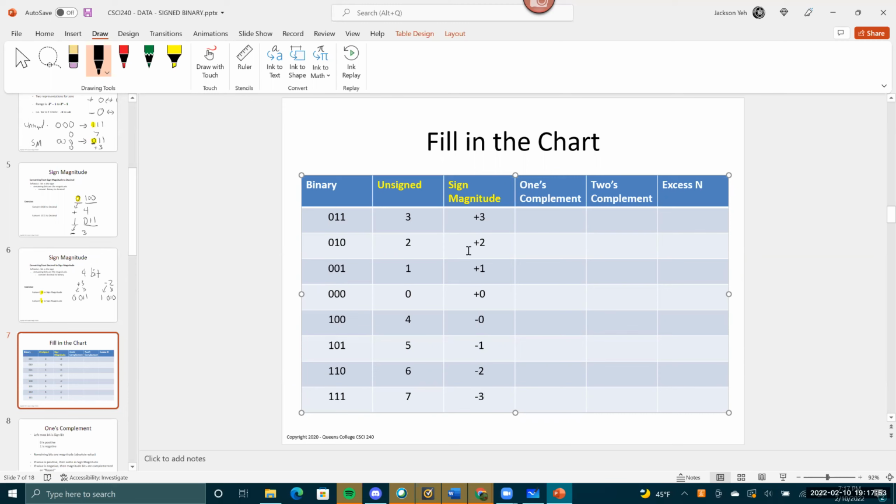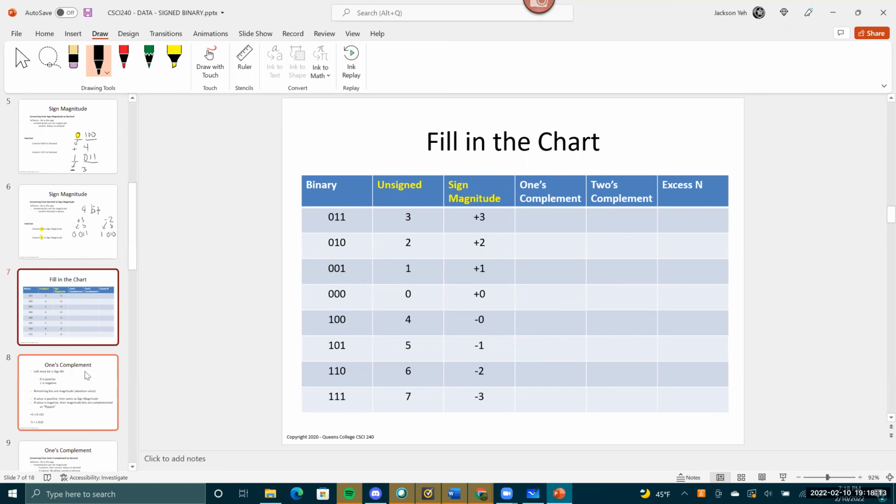Okay, so notice when it's positive, essentially it's the same value. You have a sign bit in front, but essentially it's the same value. But when it's negative, obviously unsigned has no negative. So that's why you have 4, 5, 6, and 7. But when it's signed, half of the numbers are positive, the other half are negative. Okay, so let's go one step further.